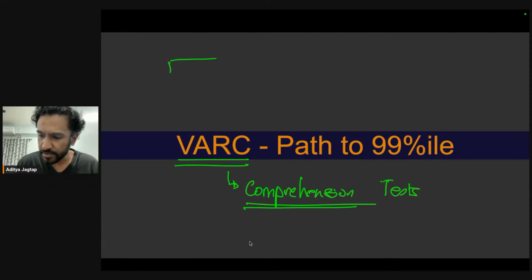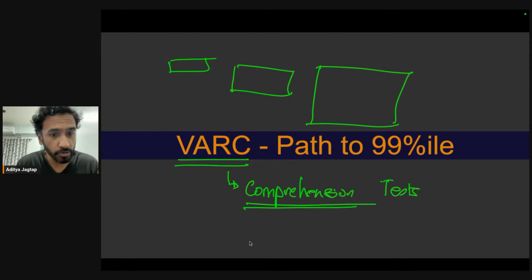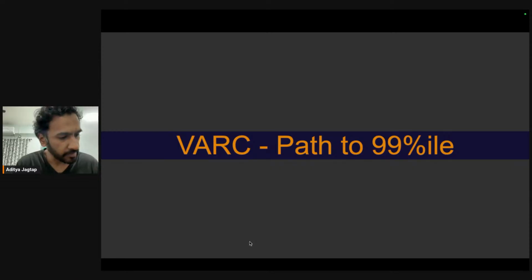You get passages of differing lengths and you get different questions or different things that you're supposed to do with passages of differing lengths. Okay. That's what the question type is about essentially.